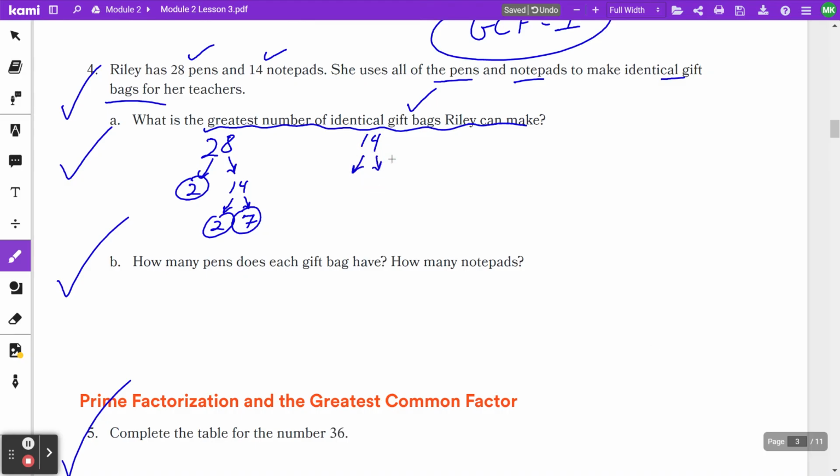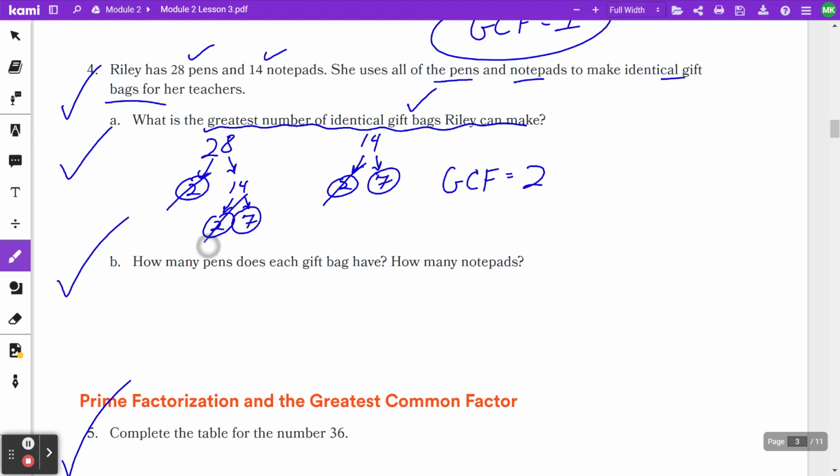Let me cruise over and use the 14. Well, there are only 2 other things I can do here for 14, right? A 2 times a 7. Only 2 factors I can use here in my prime factorization, and I'm ready to go. So watch this. GCF. I have a 2 over here, I have a 2 over there. I like to cross them out so I can see what I did.